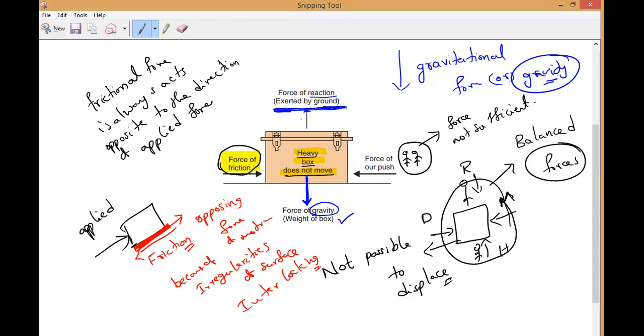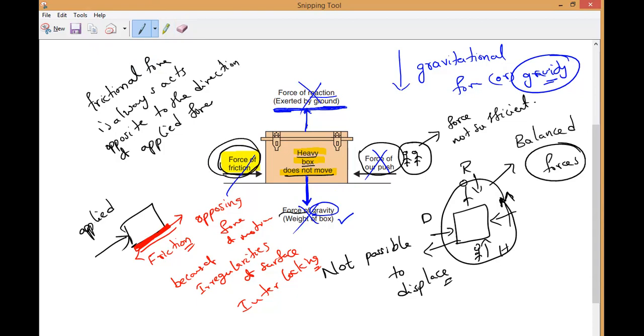If you notice, in all the directions, this force and this force balance each other. This force and this force balance each other. But what about the direction? If you are smart enough, you can answer me. Are they the same direction or opposite direction? They are opposite. Here you can see the force of push and the force of friction are in opposite directions.